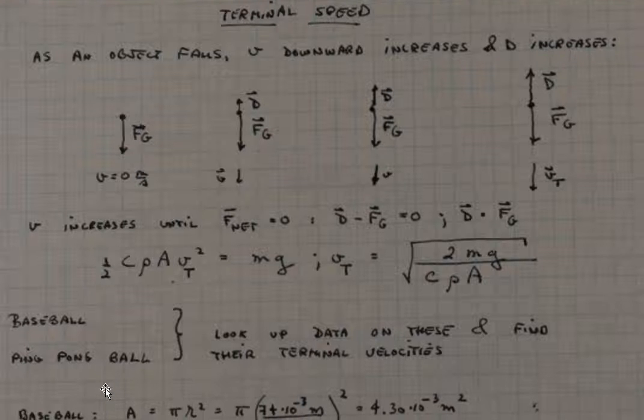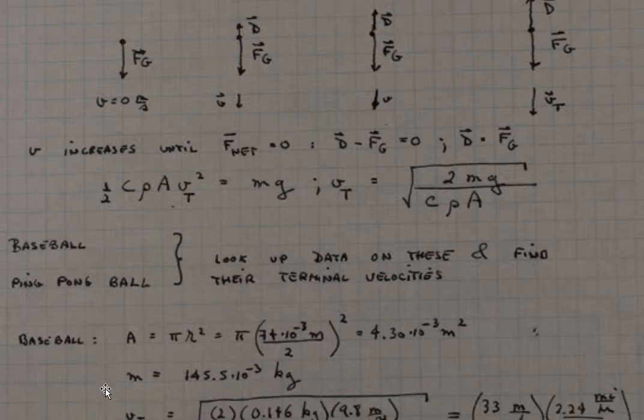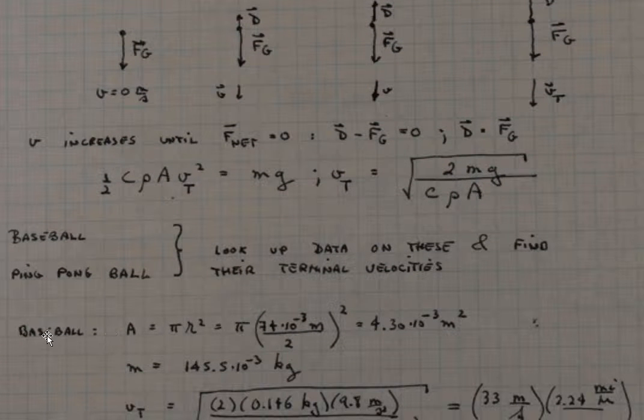Okay, assuming that you tried this by yourself, the data for the baseball is that it has a diameter of 74 millimeters. So the radius is 74 millimeters, which I'm expressing as 74 times 10 to the minus 3 meters divided by 2, squared. So its cross-sectional area is 4.3 times 10 to the minus 3 square meters. Its mass is 145.5 grams, and that's 145.5 times 10 to the minus 3 kilograms.